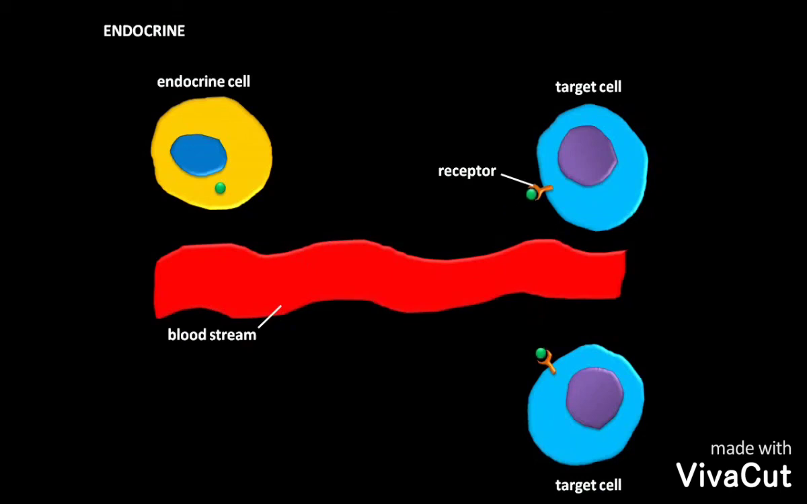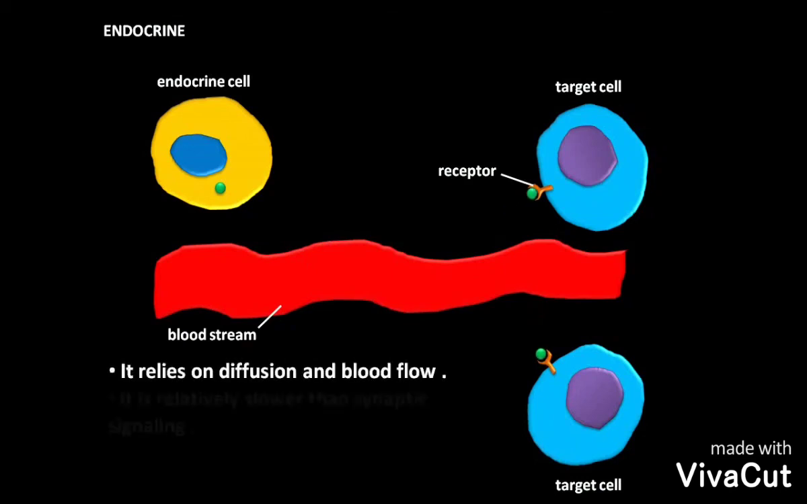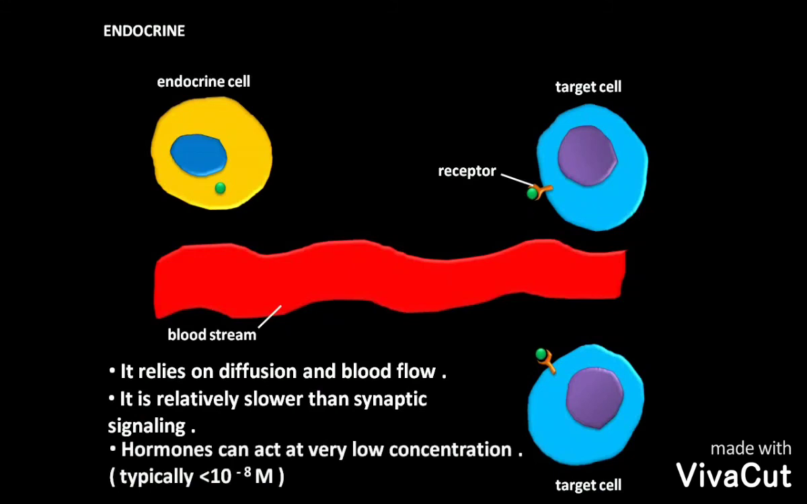It relies on diffusion and blood flow. It is relatively slower than synaptic signaling. Hormones can act at very low concentration, typically less than 10^-8 molar.